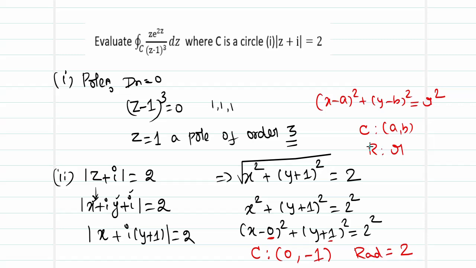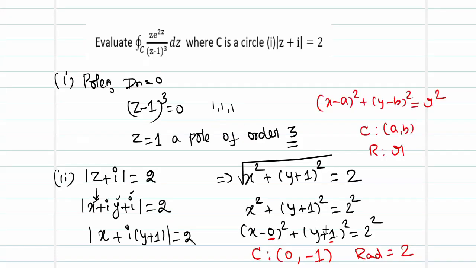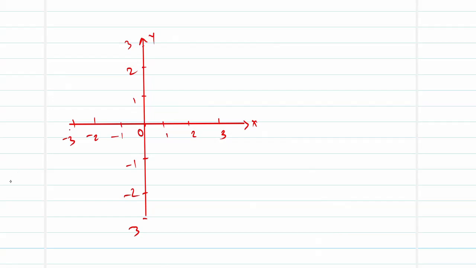So where will we have the point (0, minus 1) in the plane? Considering this as my x-axis and this is going to be my y-axis, this is going to be the point 0, 1, 2, 3. This is going to be minus 1, minus 2, minus 3. This is going to be 1, 2, 3. This is going to be minus 1, minus 2, minus 3 and so on. What is going to be the center? What we see as the center is (0, minus 1). So this is my point (0, minus 1).